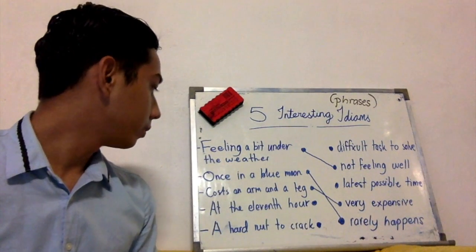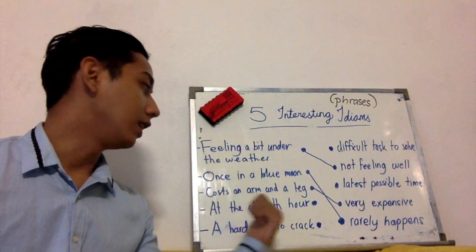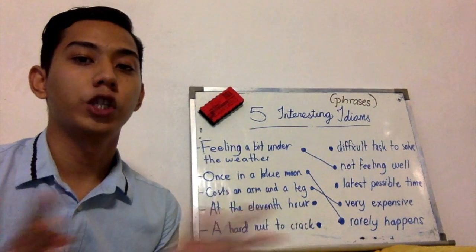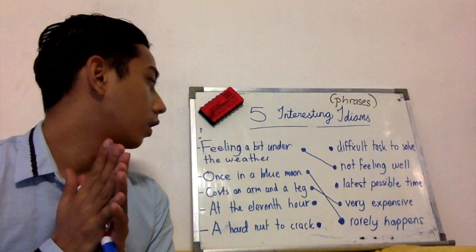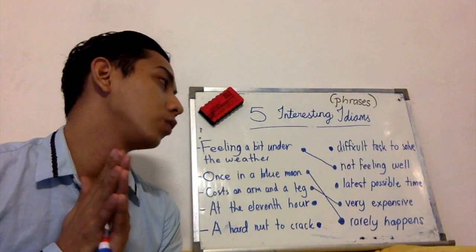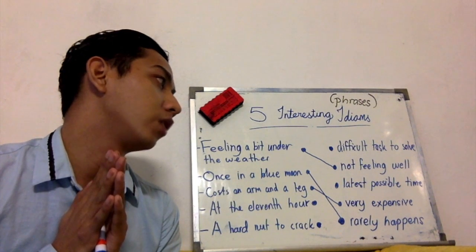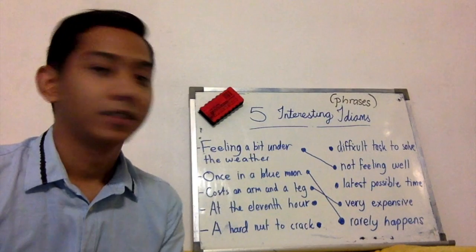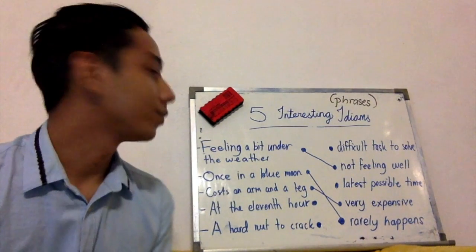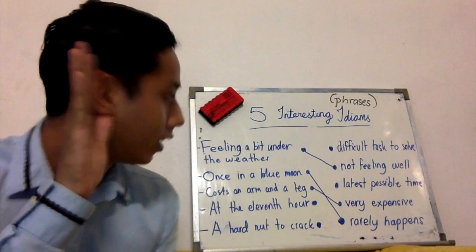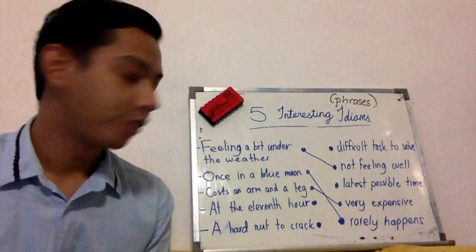Alright, moving on. At the 11th hour. Okay, here's an example of a situation. Hey Susan, Greg just called. He's postponing the meeting at the 11th hour. So, what does it mean? Can you tell me? Latest possible time. Very good.